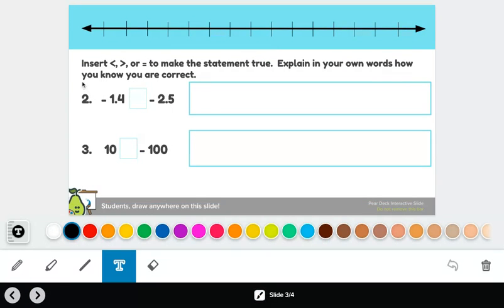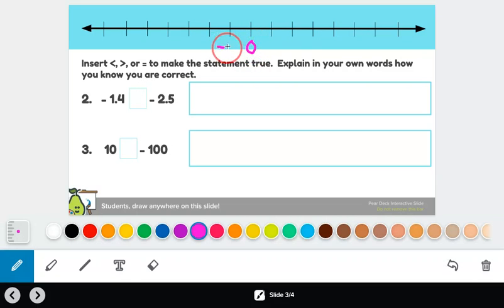Okay, here we're just inserting less than, greater than, or equal to. So -1.4 and -2.5. You don't have to use the number line, but just to think about it as I explain this, let's say this is 0. This is -1, -2, -3, and so on. Then -1.4 would be somewhere in here, and -2.5 would be somewhere in here. So that tells me that -1.4 is greater than -2.5.